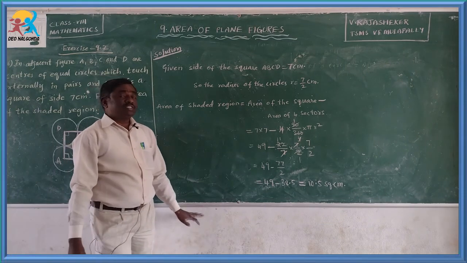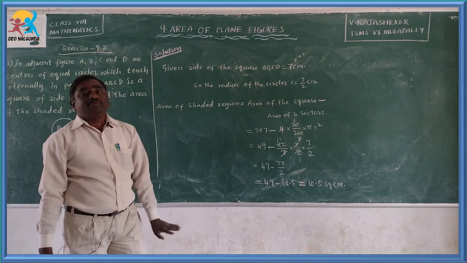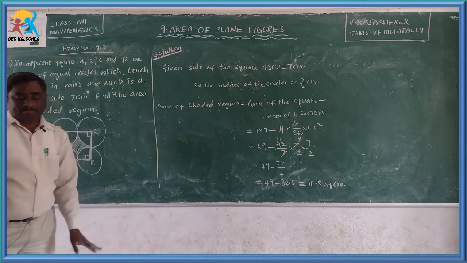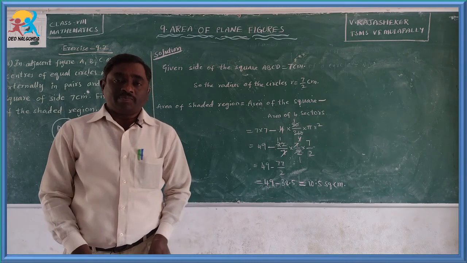10.5 square centimeters. Now what do we get? Area of shaded region is 10.5 square centimeters. With this problem, let us complete the chapter.